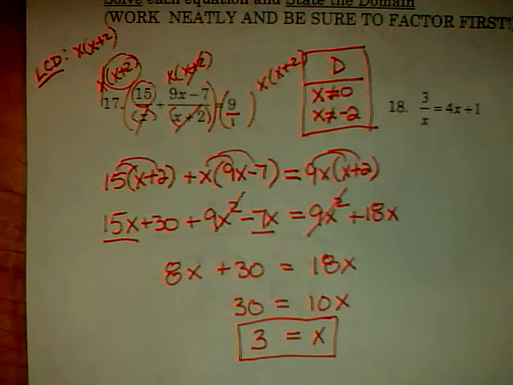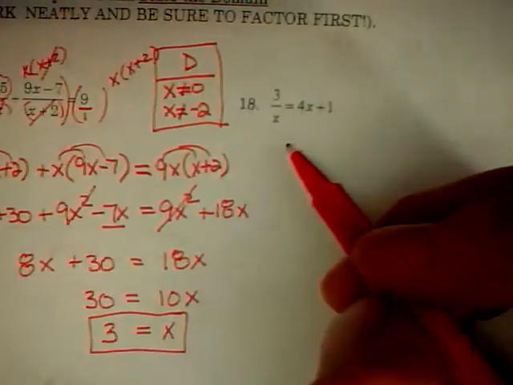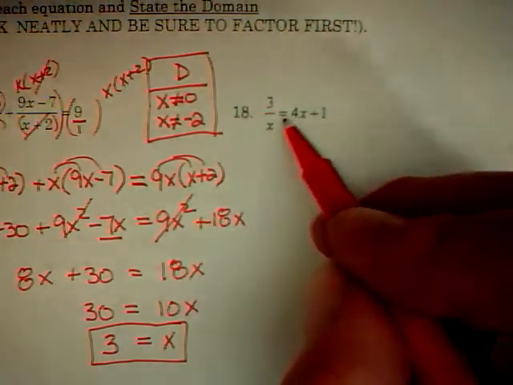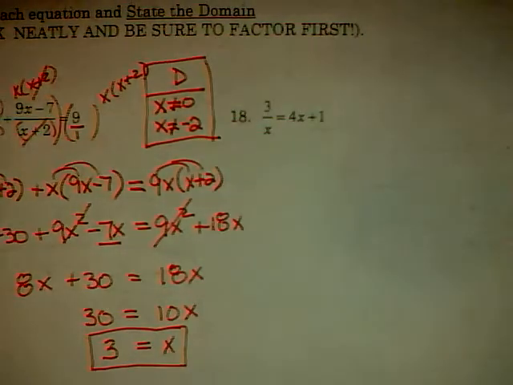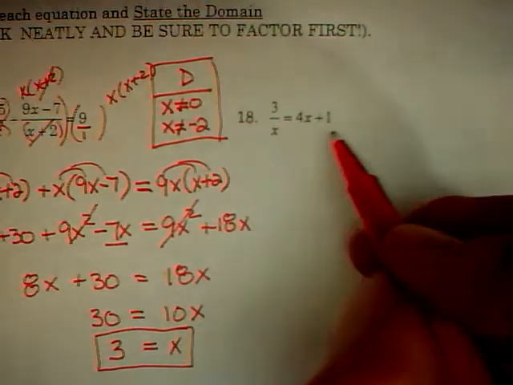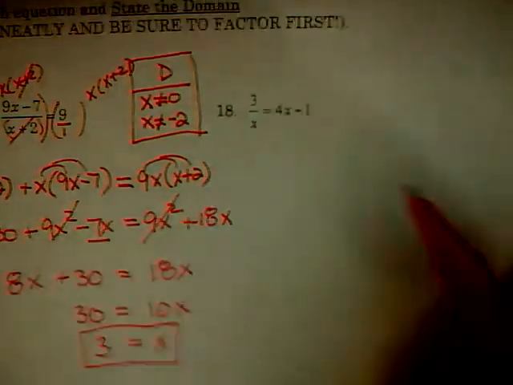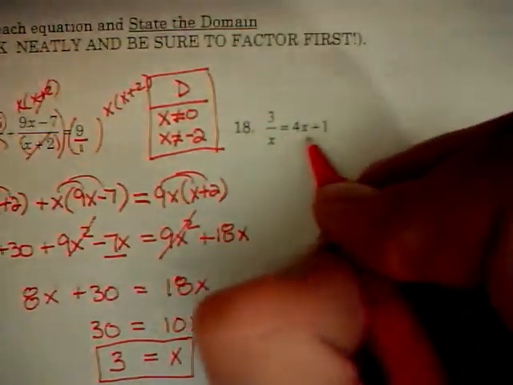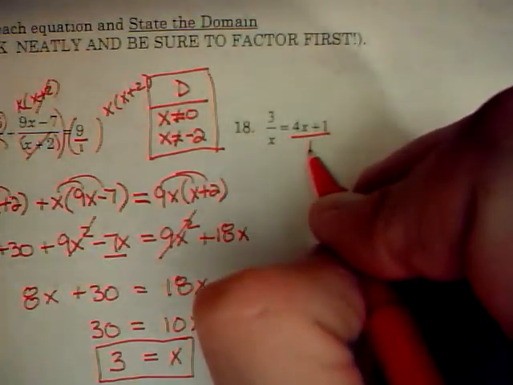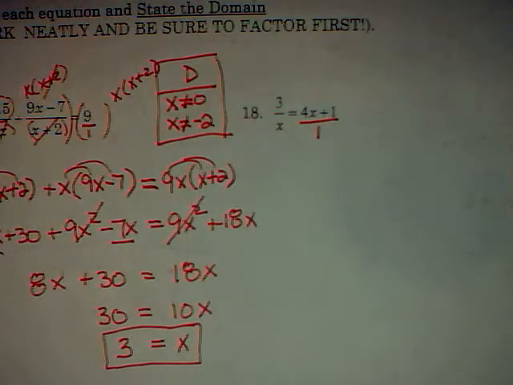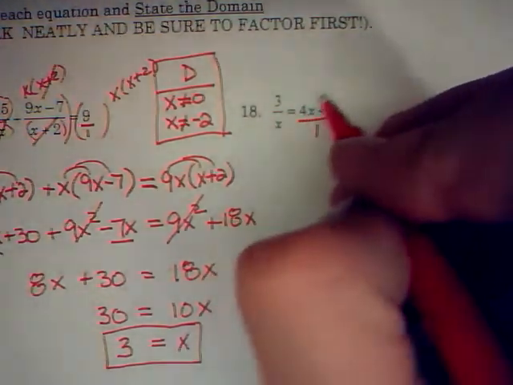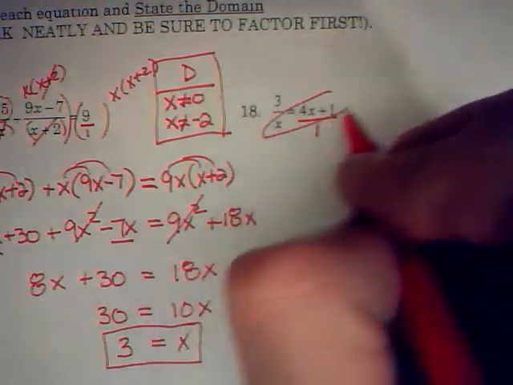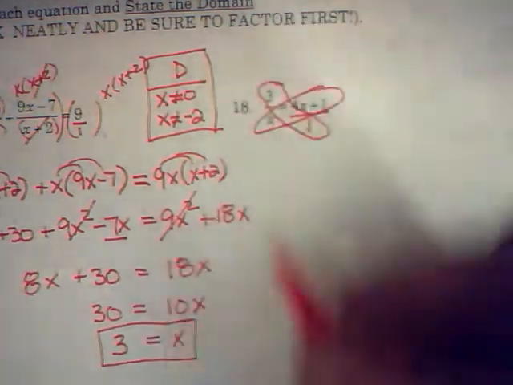All right, in our last problem, number 18, we have 3 over x equals 4x plus 1. So we have a fraction on this side equaling, now there isn't a fraction over here, but since none of these terms are fractions, we could actually make this entire side into a fraction and put this whole side over 1, which would be quite nice because now we've turned this into a proportion. So that means we can just go ahead and cross multiply on this one.